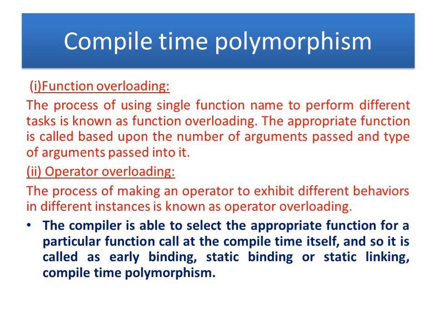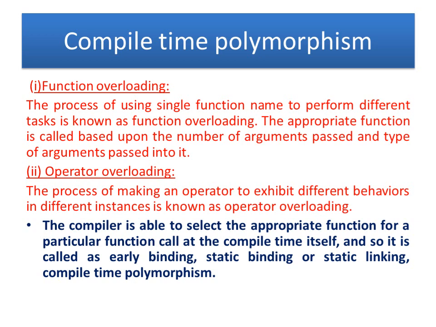Now let us see about compile time polymorphism. As I told earlier, we can implement compile time polymorphism in terms of function overloading and operator overloading. In function overloading, the function name will be the same in both the classes, but how the appropriate function is going to be called is based upon the number of arguments passed and the type of arguments passed to that particular function.